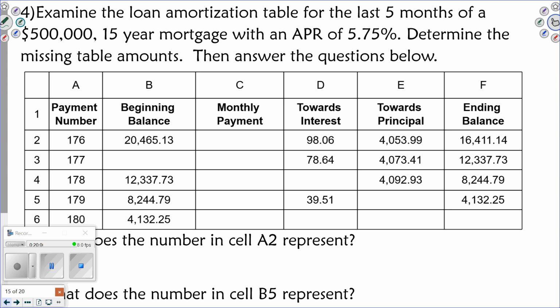So examine the loan amortization table for the last 5 months of a $500,000 15-year mortgage with an APR of 5.75%. Determine the missing table amounts. So it's 15 years. How many payments did we say that was? Be 180 payments. Look at where my table's at. Payment number, it's the end of the loan. So they give us the beginning balances for the most part. The monthly payments are not there. And then we have how much is towards interest, towards principal, and their ending balances.